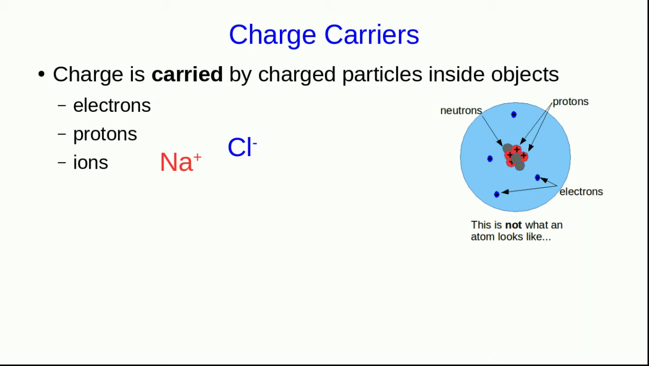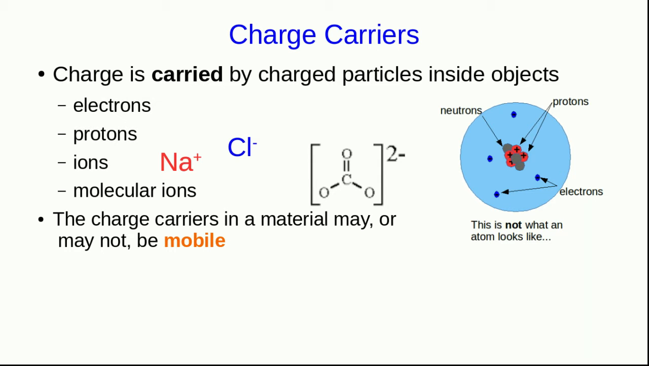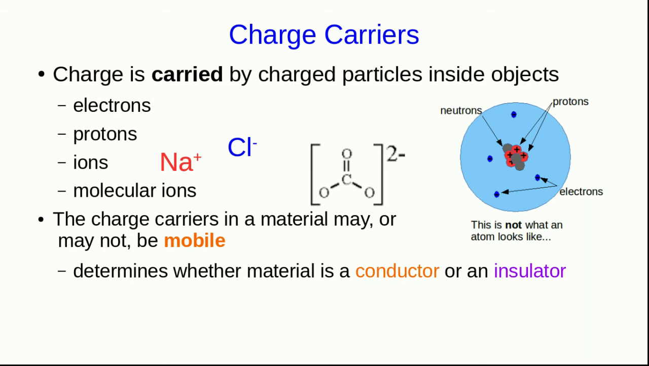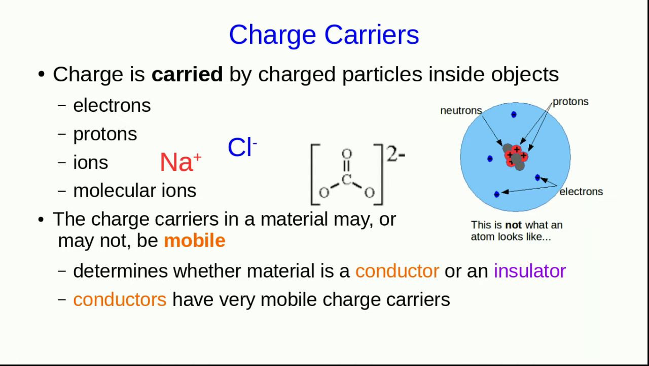But objects can also have ions in them, such as sodium and chloride ions. And there can be molecular ions in or on objects, which also carry charge. So all of these charged particles are examples of charge carriers. The charge carriers in a material may or may not be fairly mobile. In other words, they may be able to move around, or maybe they can't. And how mobile they are determines whether a material is a conductor or an insulator. If the charge carriers are quite mobile, then the material will be a conductor.